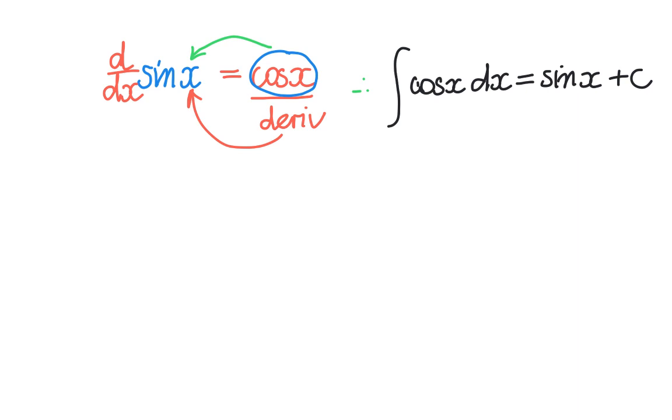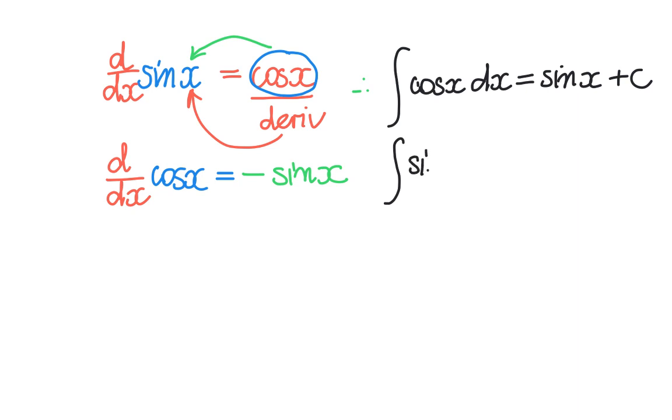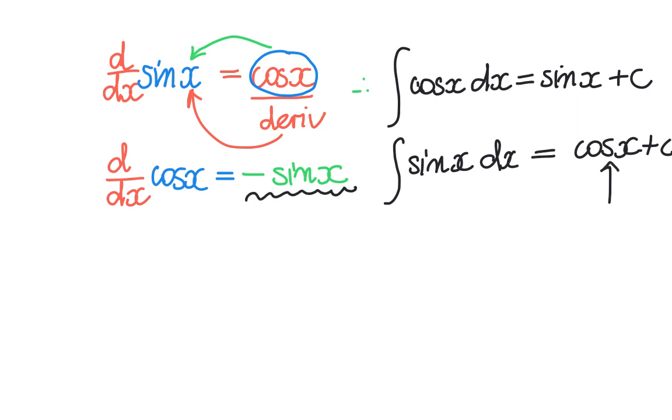Now, if I look at the derivative with respect to x of cos of x, then the derivative of cos was negative sine of x. So what will be the antiderivative of sine of x dx? Well, it cannot be just cos of x plus c, because the derivative of cos gives me a negative sign, which means that the antiderivative of sine of x is negative cos of x.